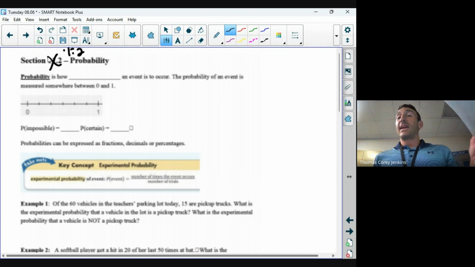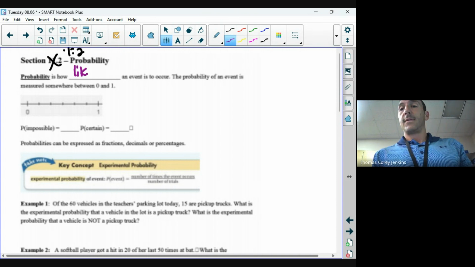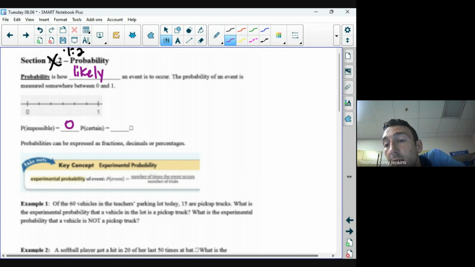So probability is basically how likely an event is to occur. The probability of an event is measured somewhere between 0 and 1. So 0 being impossible, 1 being certain, right? So 0 correlates to 0%. 1 correlates to 100%. 0.5 would correlate to 50%, right?